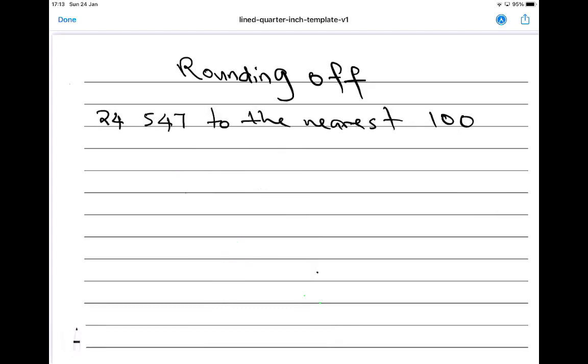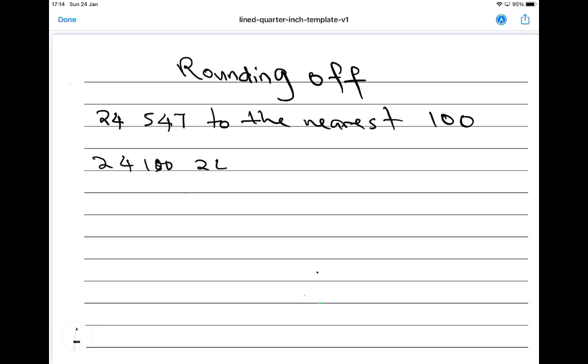So this one here, 24,547. We want to round that number off to the nearest 100. Once again, if you are using the first method, it's like you are counting in hundreds. So if you count in hundreds, you go 100, 200, 300, 400, 500, 600. You continue up to 24,000. From 24,000, you will obviously go to 24,100.